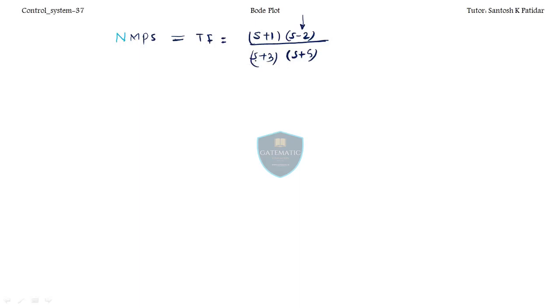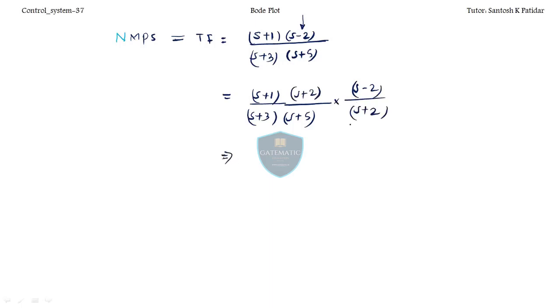Okay, now let's see. Can I write this like S plus 1, S plus 3, S plus 5, and what I'm going to do is multiply this by S plus 2 in the numerator and denominator? Can I write it like this? So this is nothing but the all pass filter, or the all pass system. The all pass system condition is that if you have a zero in the RHS, corresponding to that zero, you will get the symmetric pole in the LHS.